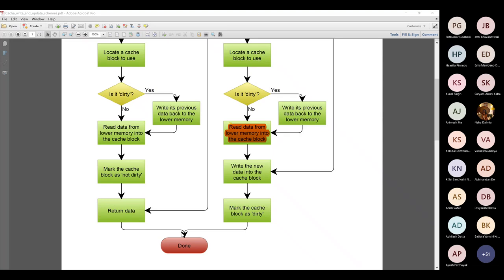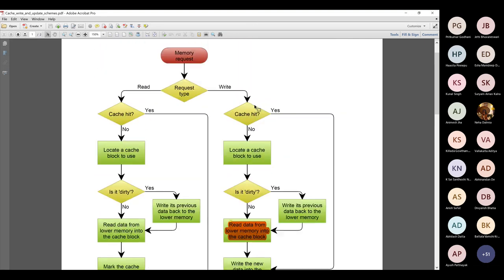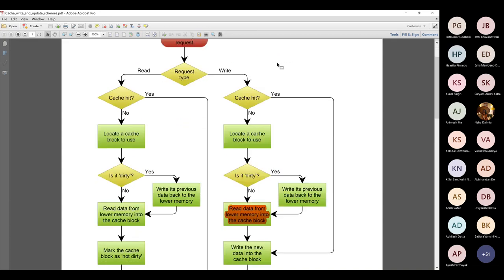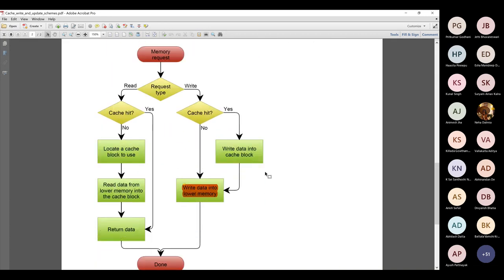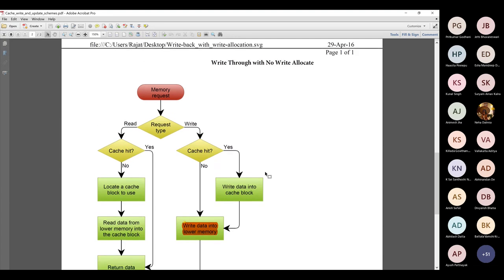So do you understand what was going on? Any questions about these write hit, write miss policies? There are two write hit policies, write back and write through. There are two write miss policies, write allocate and write no allocate. They are combined into write back with write allocate and write through with write no allocate.